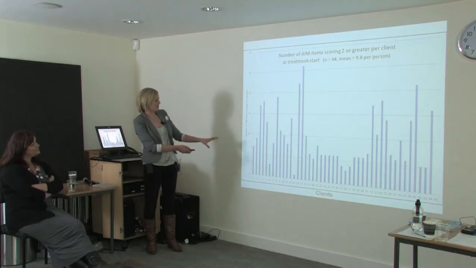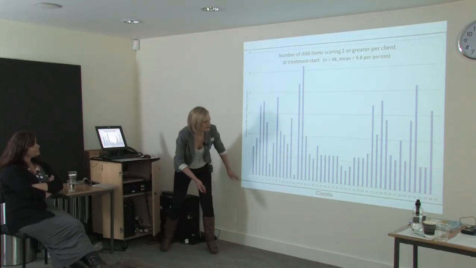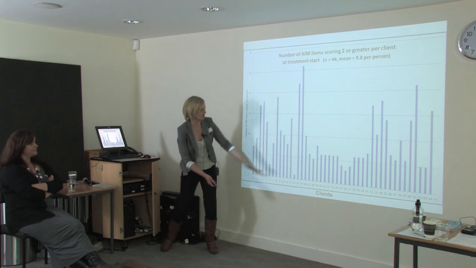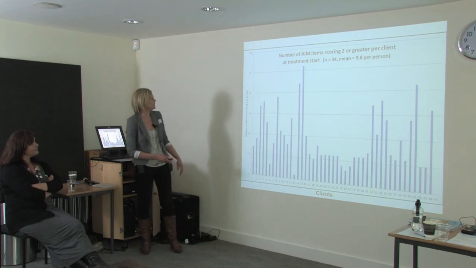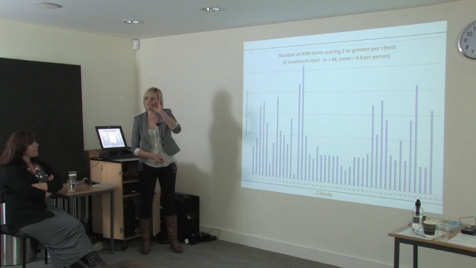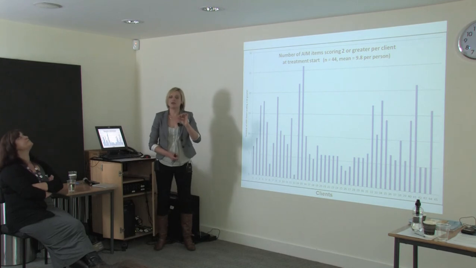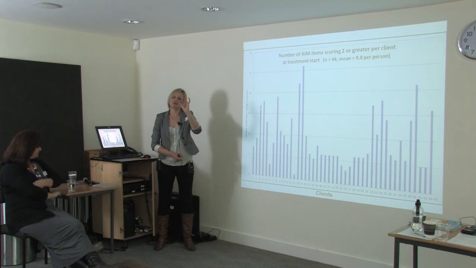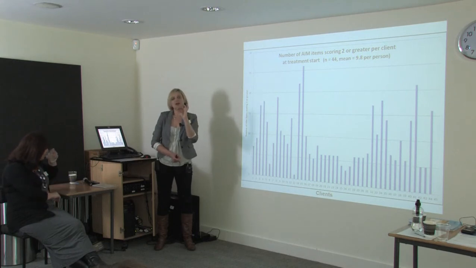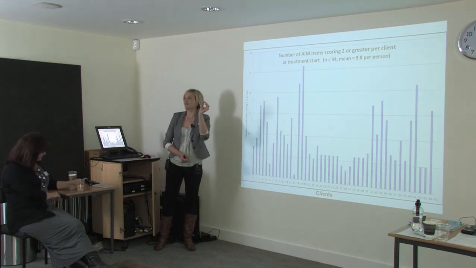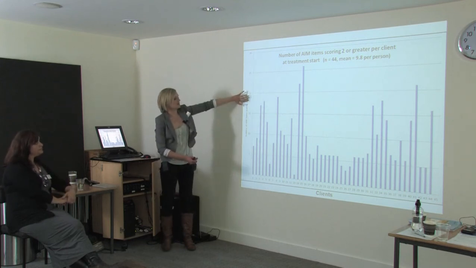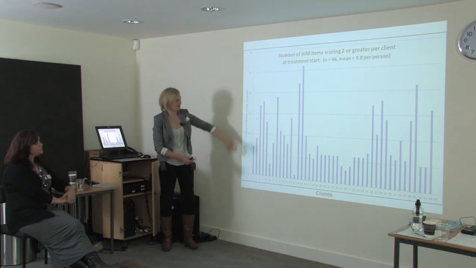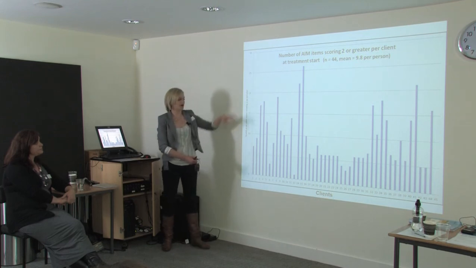So this is from the AIM, and these are the 44 clients who we had AIM data for over this particular period of time. Each of the 40 items on the AIM, you rate from 0 to 4, with 0 being no problem, 4 being a severe problem, and anything 2 or above is a significant problem. So up this side is the number of items that an individual had rated at 2 or above.